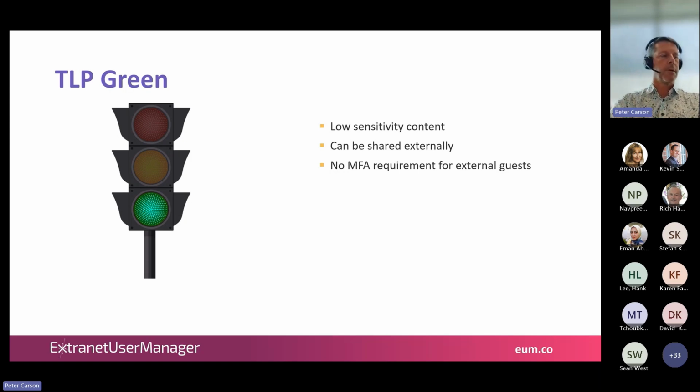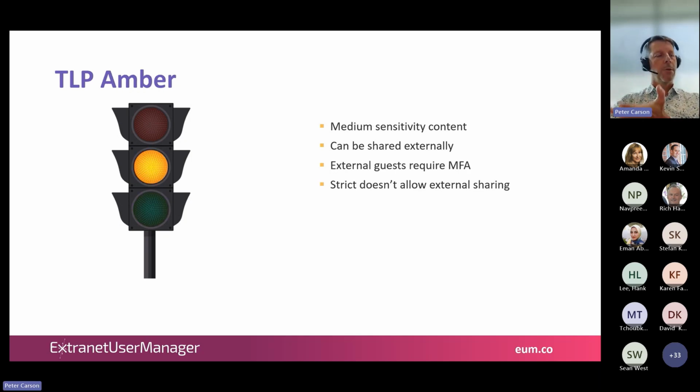But if it's ultimately going to go up on your public website, it's probably not that sensitive, and maybe we don't need MFA on there. So again, it needs to be a business conversation to understand what should be green, what should be amber, what should be red. Amber takes it up a level, says, hey, this is medium sensitivity content. It's still okay to share externally, but now we're going to require multi-factor authentication. And amber strict says, hey, this is not for external sharing.